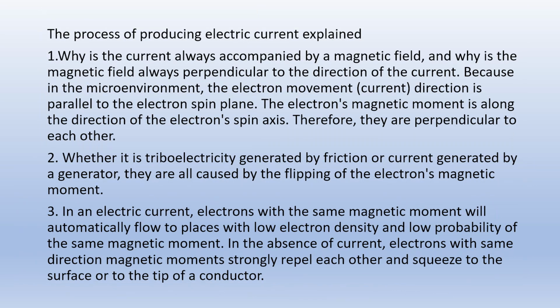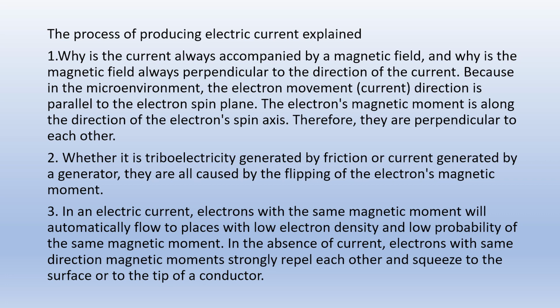The process of producing electric current explained. 1. Why is the current always accompanied by a magnetic field? And why is the magnetic field always perpendicular to the direction of the current? Because in the microenvironment, the electron movement, current, direction is parallel to the electron spin plane. The electron's magnetic moment is along the direction of the electron's spin axis. Therefore, they are perpendicular to each other.